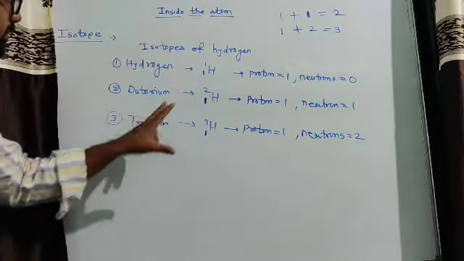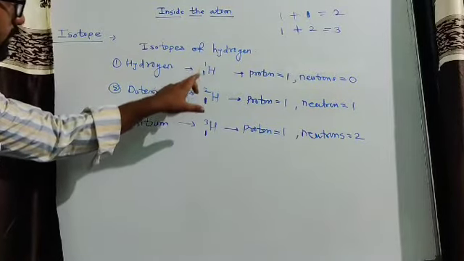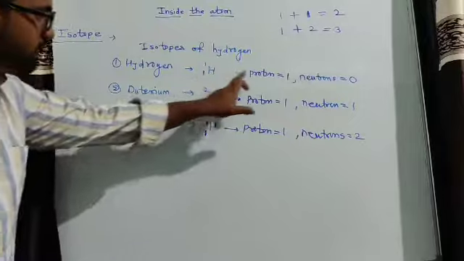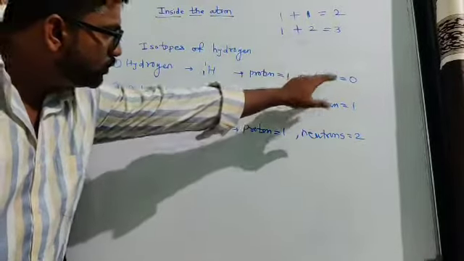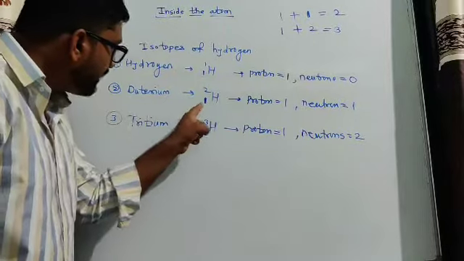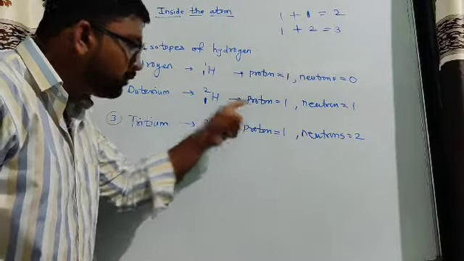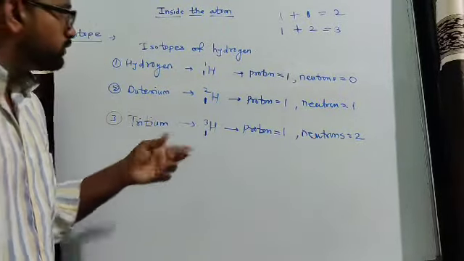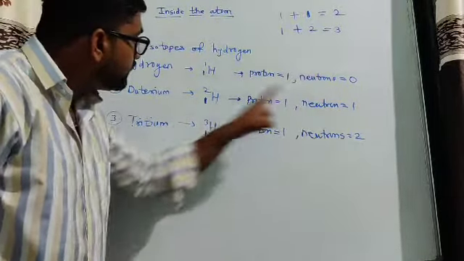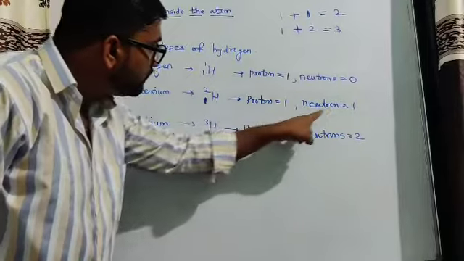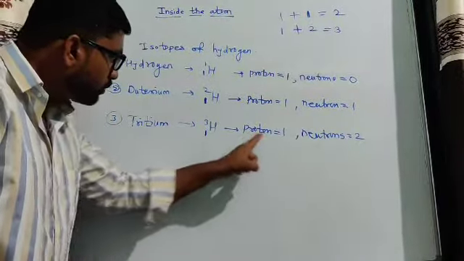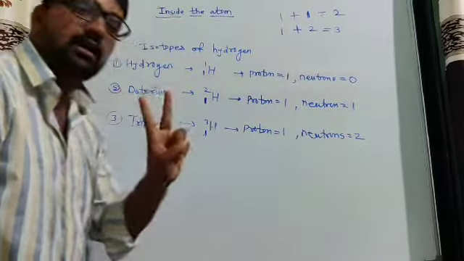So here what happened? Look at hydrogen: 1 is the atomic number and 1 is the mass number, means only 1 proton is there, and the neutron number is 0. Look at deuterium. Atomic number is 1, which is nothing but the number of protons. So protons are only 1, and 1 plus 1 is equal to 2, so the number of neutrons is 1. In tritium, proton is 1 and neutrons are 2.